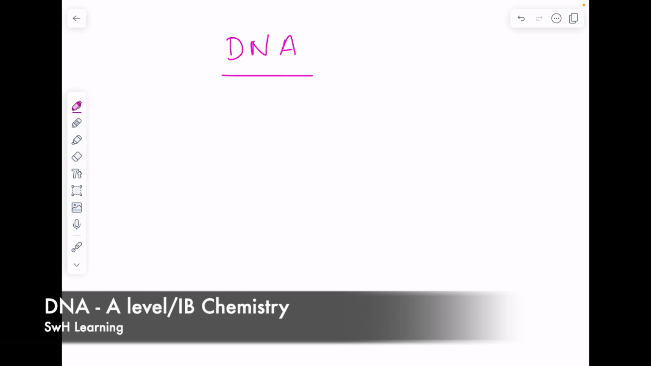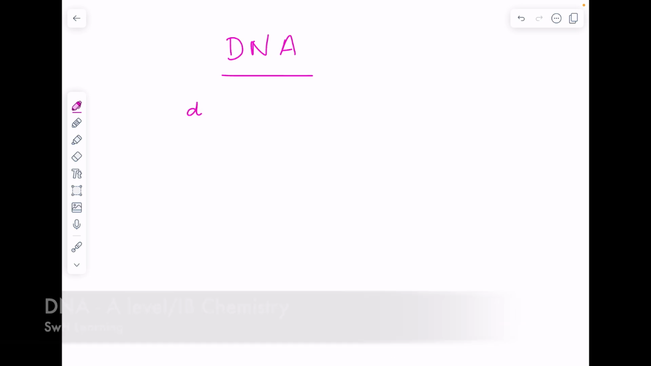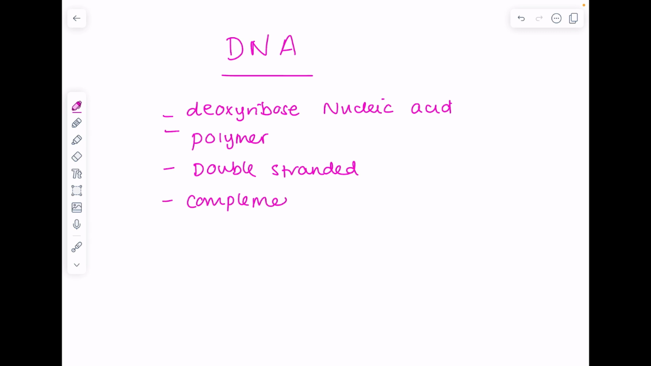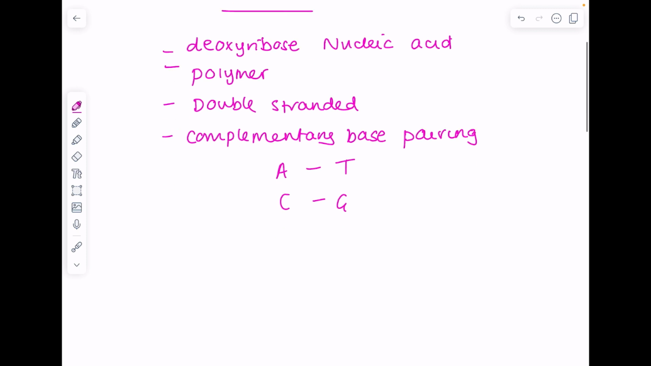DNA from a chemistry perspective. So DNA stands for deoxyribose nucleic acid. It's a polymer, so it's a large molecule. It's double-stranded. It contains complementary base pairing, where A binds to T, C binds to G.